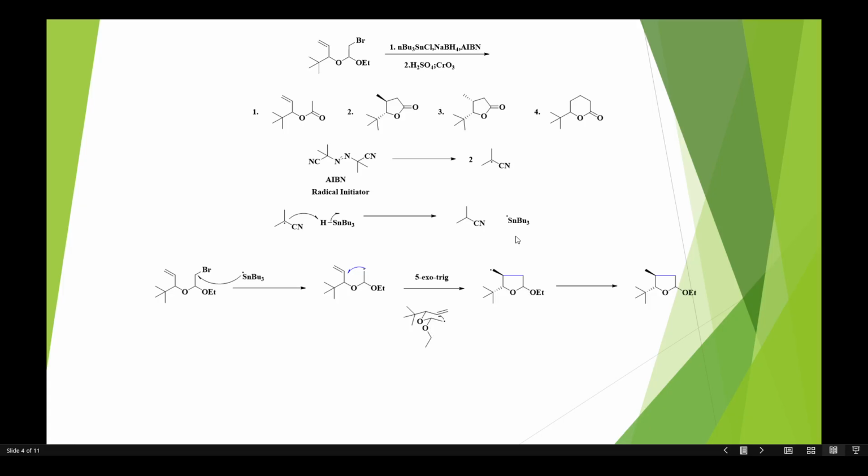And after that we have the tin hydride, and after protonation you will get the corresponding five-membered cyclized product rather than the six-membered ring. And the stereochemistry we always have to decide from this transition state. Okay. And after that, what will happen? As we have sulfuric acid and chromium trioxide.